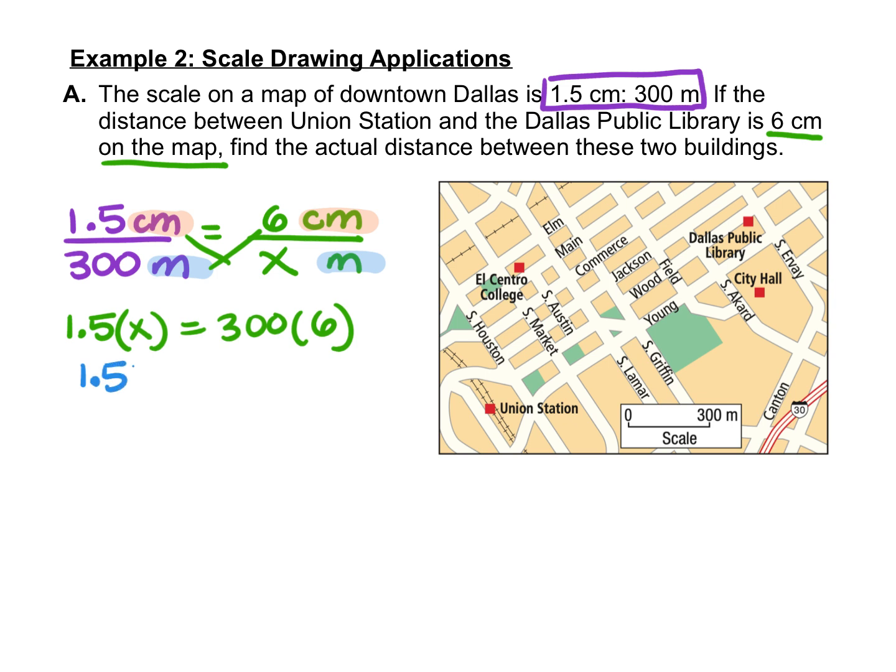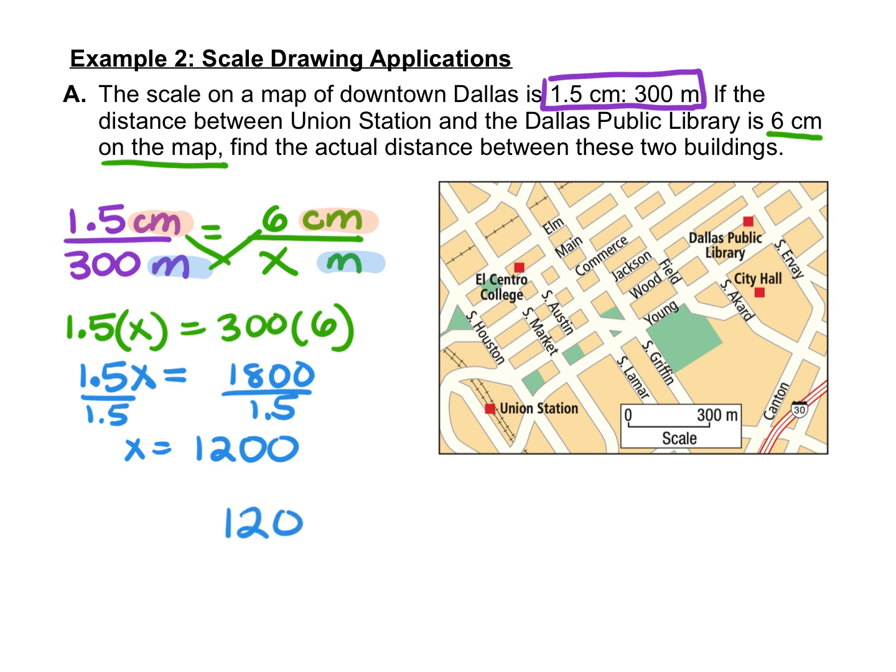So I have 1.5x, and that is going to be equal to 300 times 6, which is 1,800. And then we'll divide by 1.5 to get our answer of 1,200. Make sure that you include a unit in your answer. So that's going to be 1,200, and then it's in meters for the actual distance.